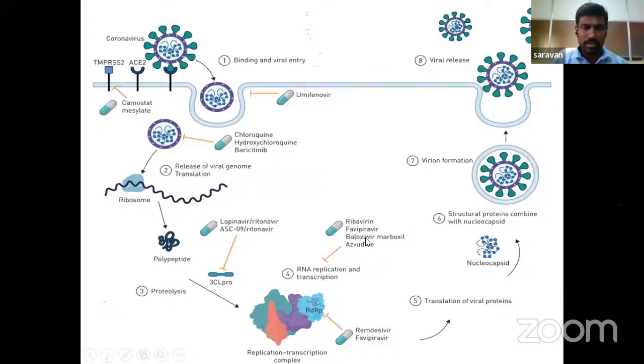Ribavirin, favipiravir, and remdesivir are the drugs that inhibit the viral RNA-dependent RNA polymerase. So by inhibiting RNA-dependent RNA polymerase, the viral multiplication, that is copies of viral RNA, will not be synthesized, without which the virus will come to a halt.